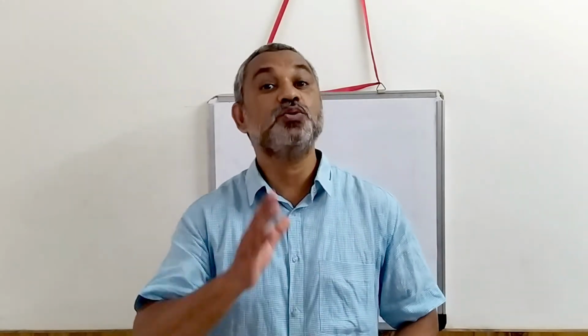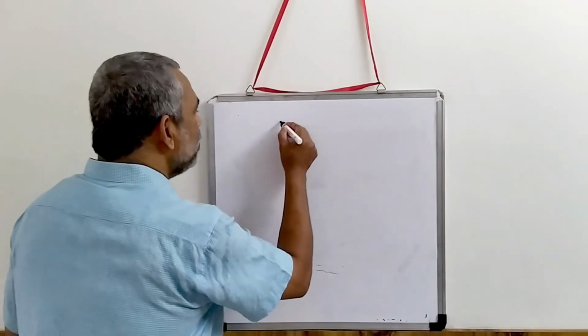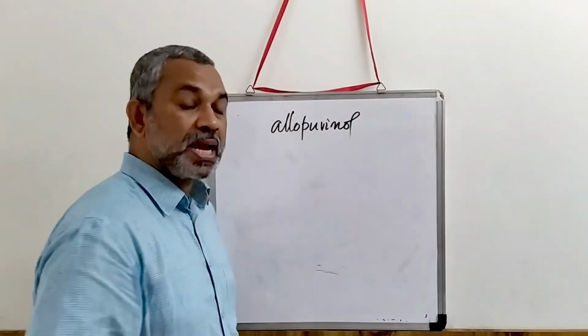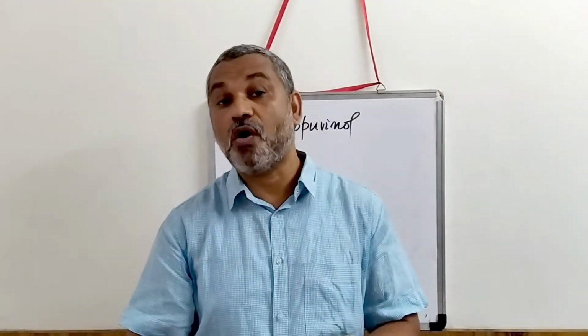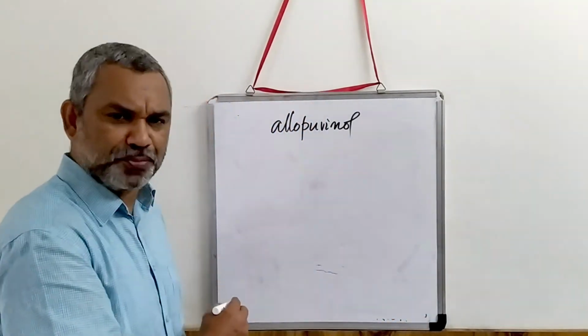There are many medicines available in the market to treat gout. I'm going to talk only about one such medicine, and that medicine is allopurinol. See, allopurinol is a structural analog of adenine. It's a structural analog. Let us draw the structure of allopurinol.